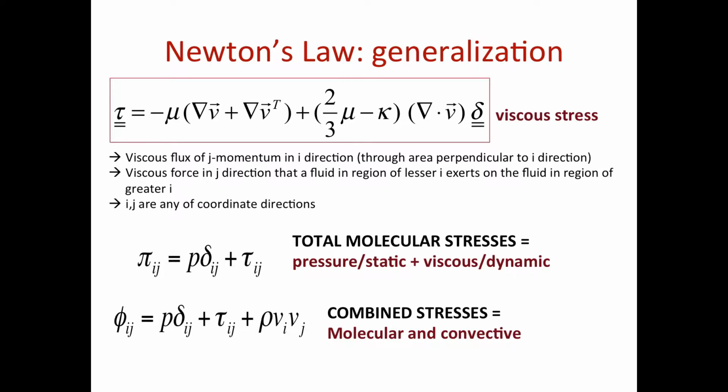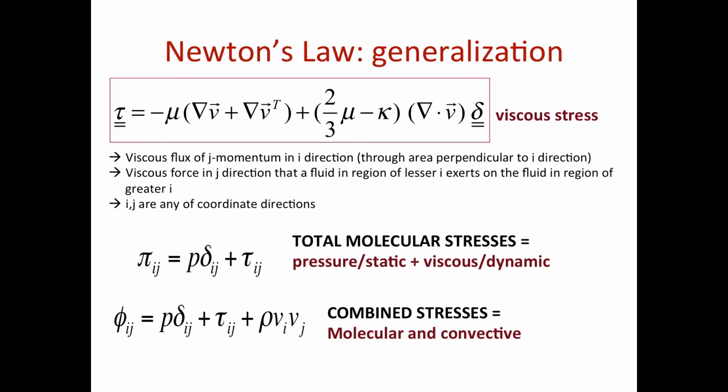Divergence of V really measures how much the element has changed in its volume. Do I have any compressible effects? If I have an incompressible fluid, that contribution is going to be 0. The divergence of a vector is a scalar, so that's just a number. Divergence of a vector is dvx/dx plus dvy/dy plus dvz/dz. So it's a scalar, and I multiply that scalar times the identity matrix, which gives me the stress tensor.